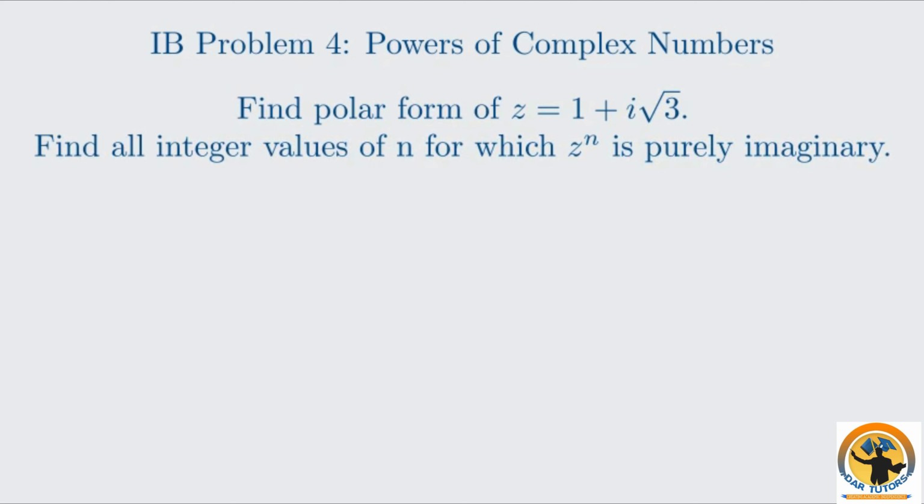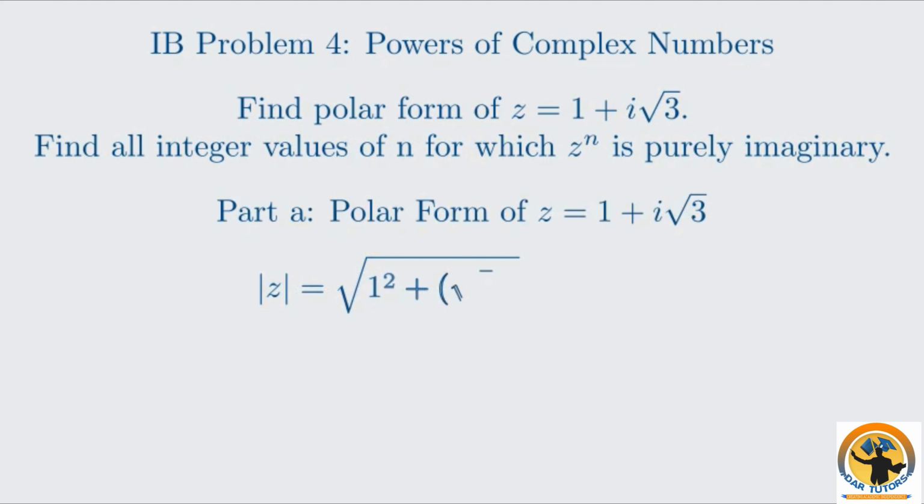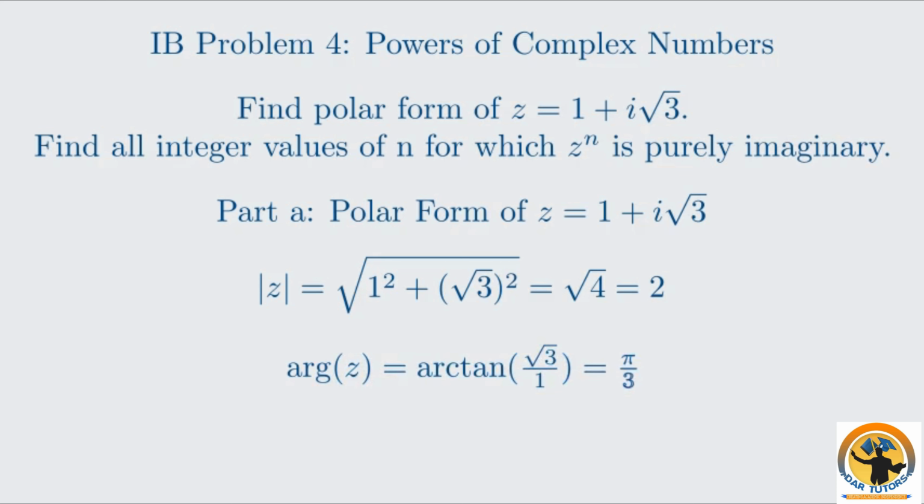First, let's find the polar form of z equals 1 plus i root 3. The modulus of z is the square root of 1 squared plus root 3 squared, which is root 4, or 2. The argument is arctan of root 3, which is pi over 3 radians. So z is 2 cis pi over 3.